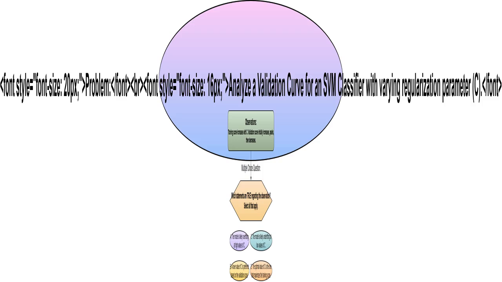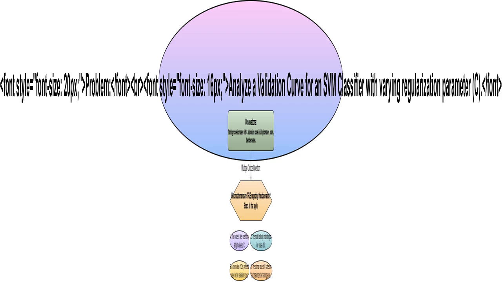to new data. Okay, Vamsi, let's break this down. The problem is all about understanding a graph, a validation curve, showing how well a support vector machine, SVM, model performs with different settings of a parameter called C. This parameter controls how much the model is allowed to adjust to fit the training data. Too much adjustment leads to overfitting, and too little leads to underfitting.